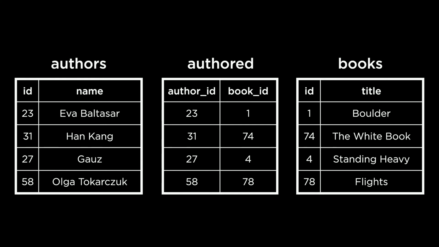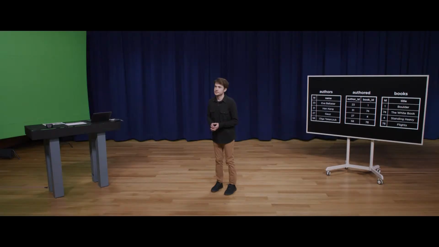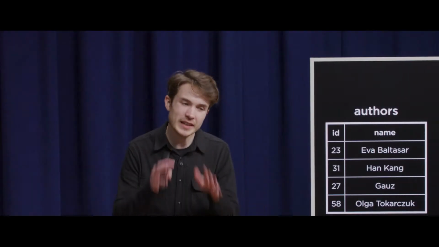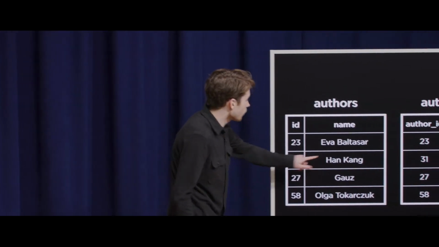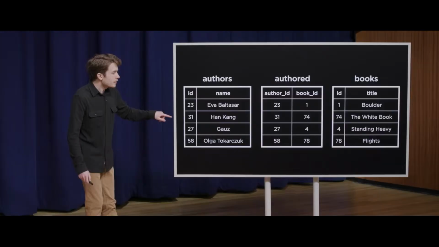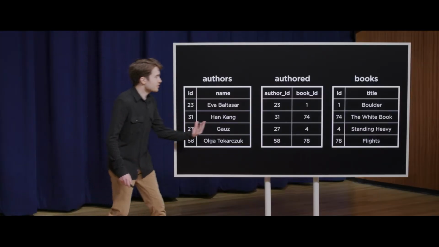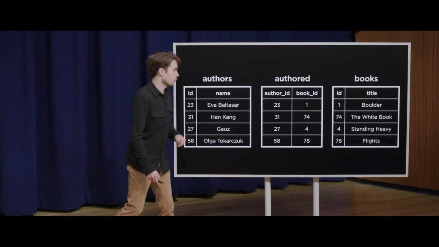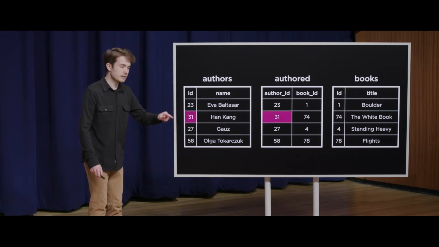Let's go to Sarah. By looking at the author ID, 31. Nice. So start by looking at the author ID. That's a great idea. So here we see that Han's author ID is 31, and we could make this link between the authors table and the authored table. So I'll highlight this here so we can see it visually.